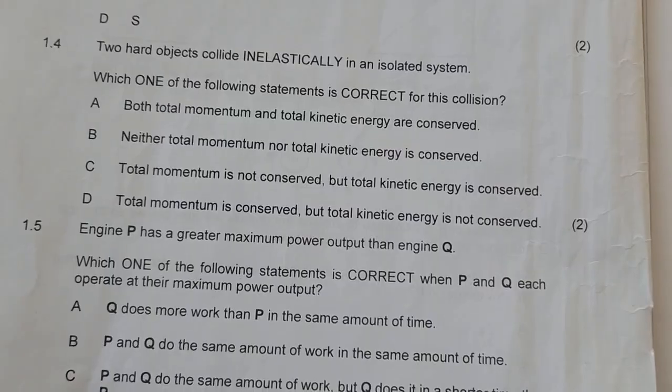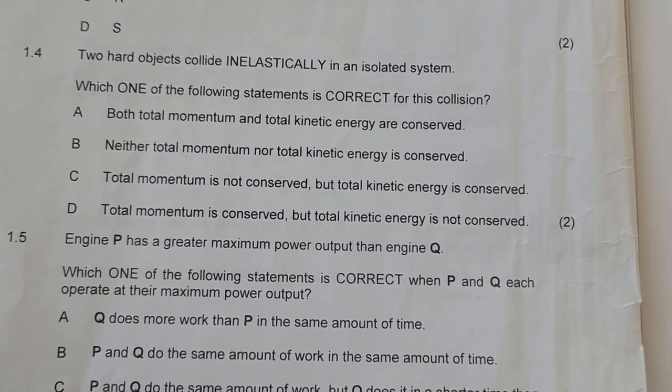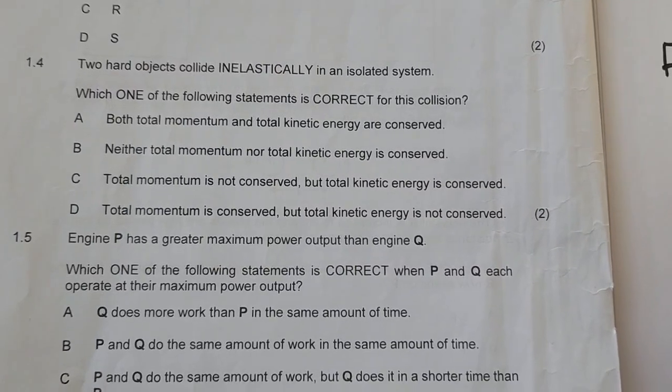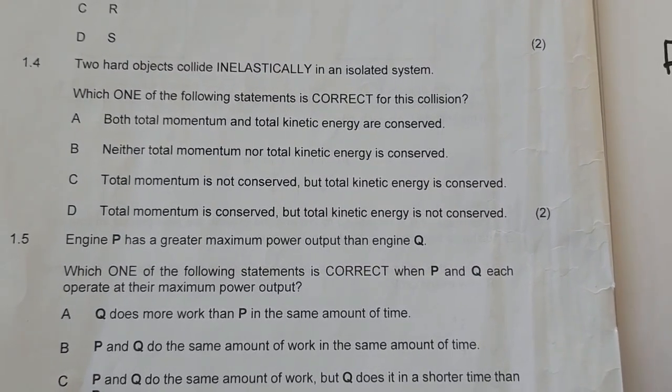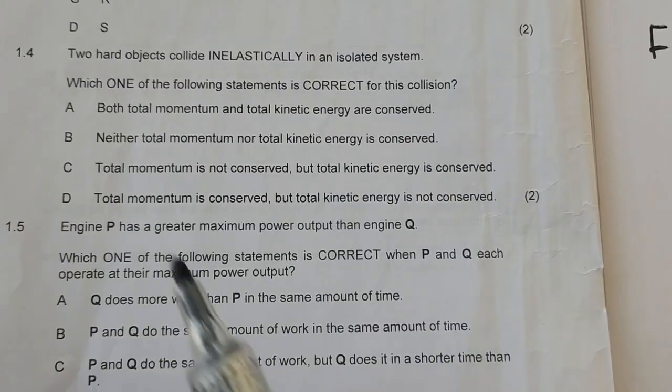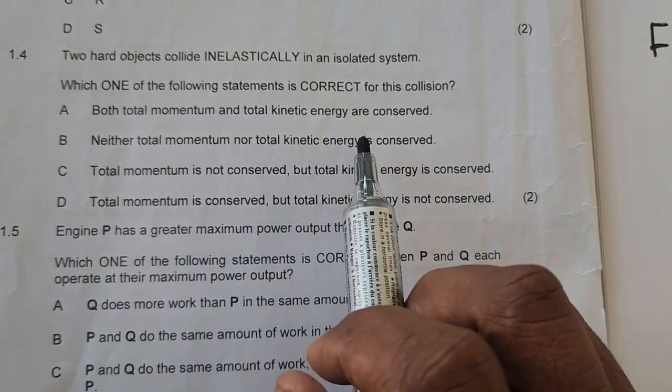Now, two hard objects collide inelastically. They underline the word inelastically, meaning that kinetic energy is not conserved in an isolated system. Which one of the following statements is correct for this collision? Both momentum and kinetic energy are conserved. No.